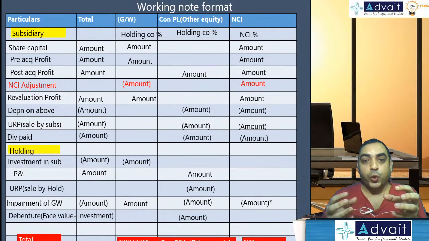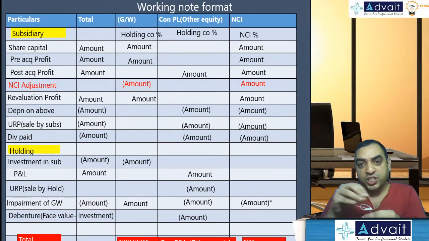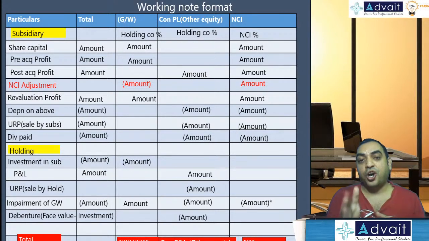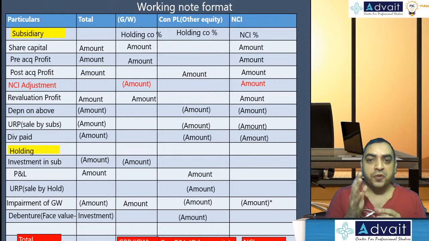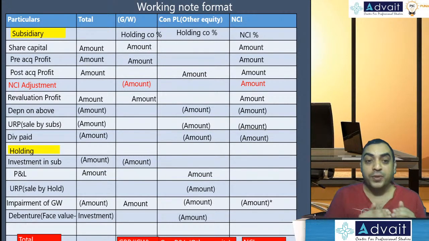Consolidation is a process of adding the holding company and subsidiary company into one balance sheet, called the consolidated financial statement. The holding company has an investment in the subsidiary company. That investment is taken out, and it is substituted by the assets and liabilities of the subsidiary. In that process, we went for the 3 columnar working note format: goodwill column, then CONPL or other equity, and then NCI. We start with the subsidiary company details. Subsidiary company share capital, one amount we will write; the holding company share will go to the goodwill column, and the outsider share will go to the NCI column. Pre-acquisition profit, again the same treatment. Post-acquisition profit, the holding company share goes to CONPL, the outsider share goes to NCI.